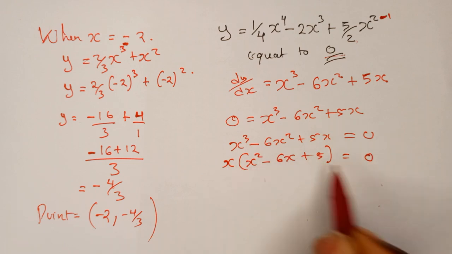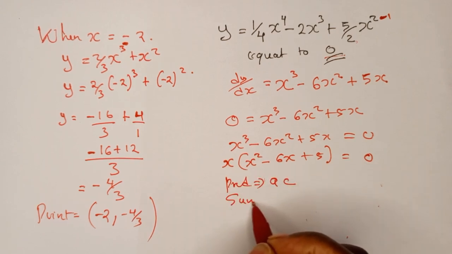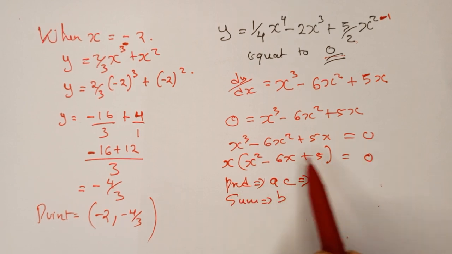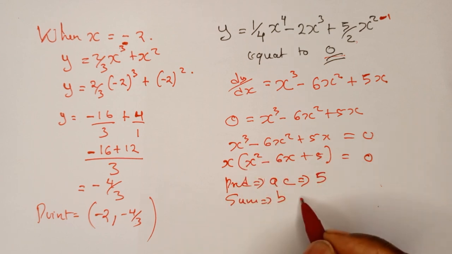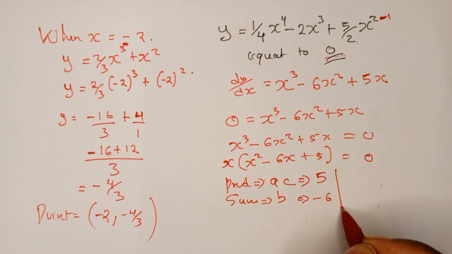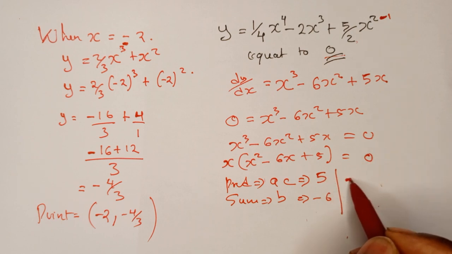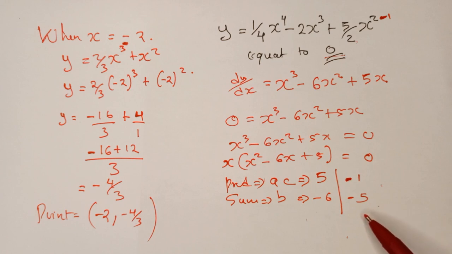So this one is quadratic, so you can say product. I said it is a multiplied by c, and sum is simply b. So our product, it is coefficient of x squared is 1 multiplied by 5, it is 5. Our b is negative 6. So look for two numbers that when you multiply them, you get 5, and when you add them, you get negative 6. So if you check keenly, that will be negative 1 and negative 5. So negative 1 times negative 5, you get positive 5. When you add, you get negative 6.